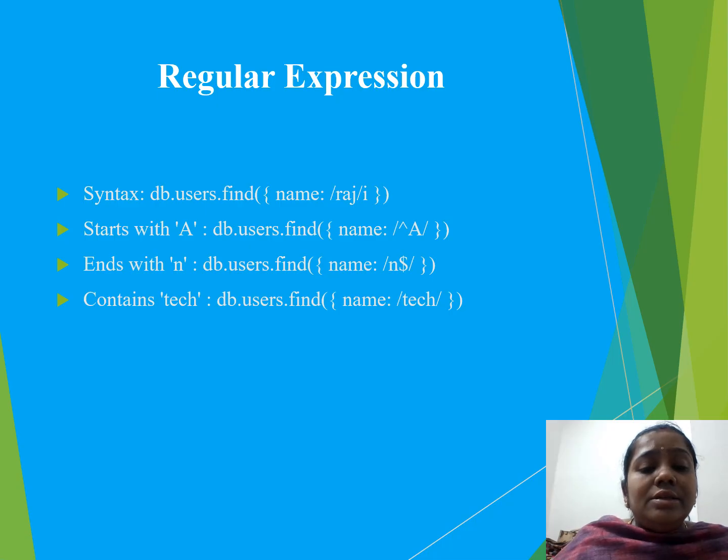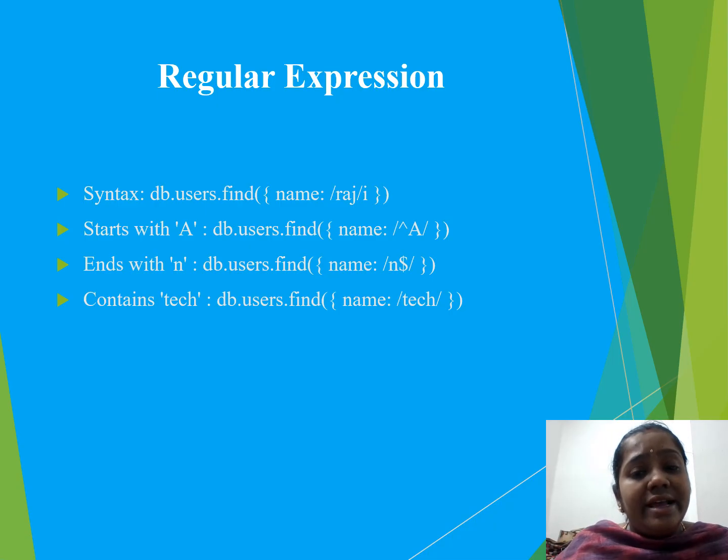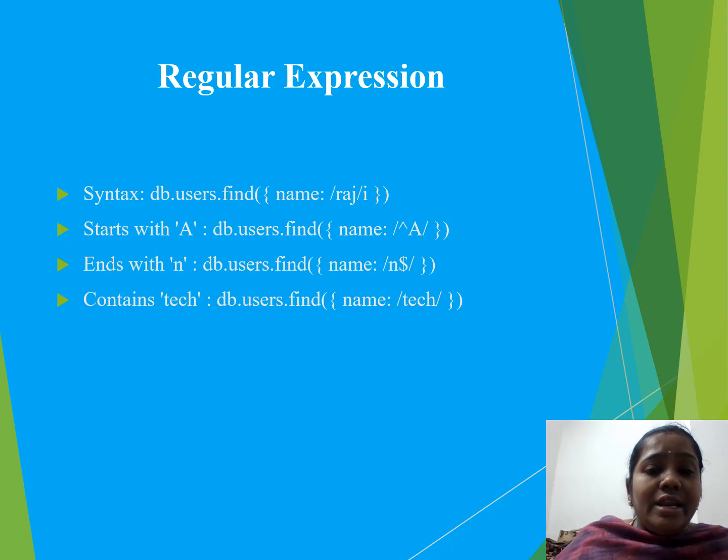Now, the last part of your MongoDB is regular expressions. Regular expressions are normal expressions, as used in other programming languages, for representing certain patterns with symbols. For example, the caret symbol, the dollar symbol, etc. So whenever we use a regular expression, we have to find the regular expression with the help of these symbols.